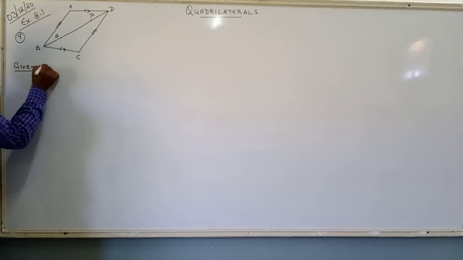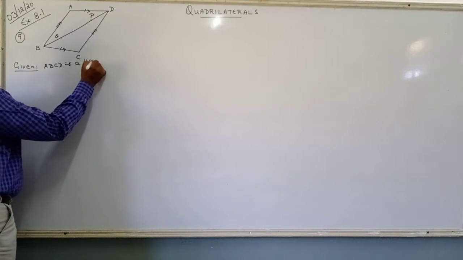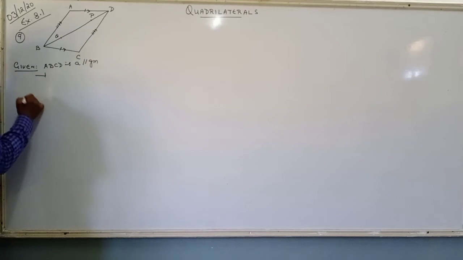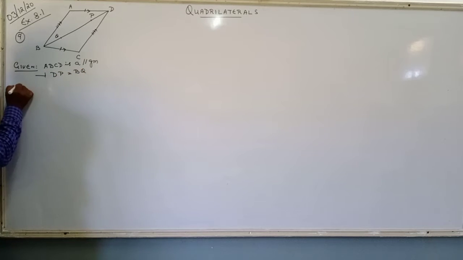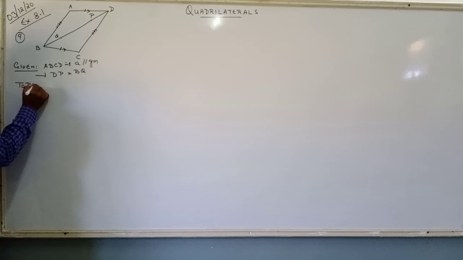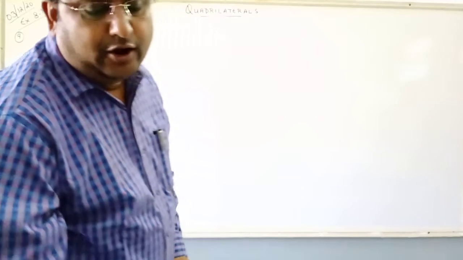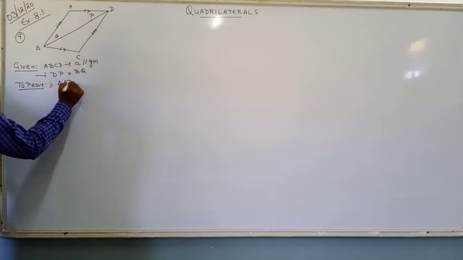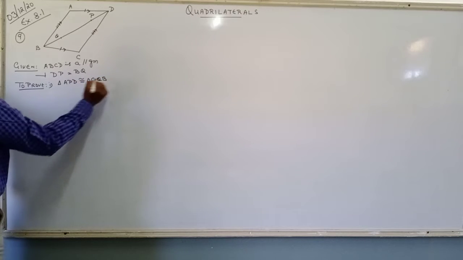Let us write it down. Given, ABCD is a parallelogram. This is the symbol of parallelogram. And DP is equal to BQ. What do you have to prove? You have to prove certain things over here. First, triangle APD is congruent to triangle CQB.